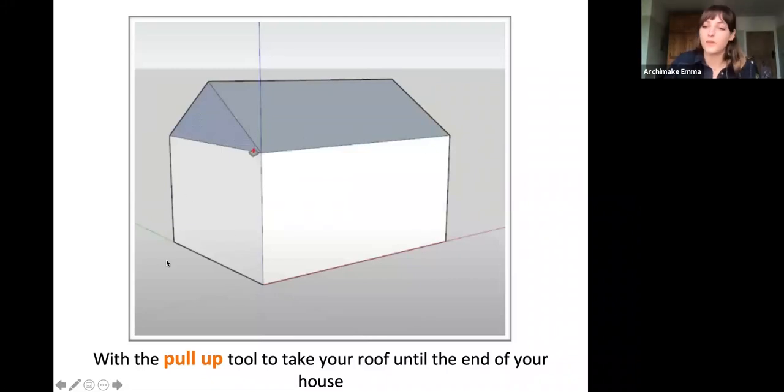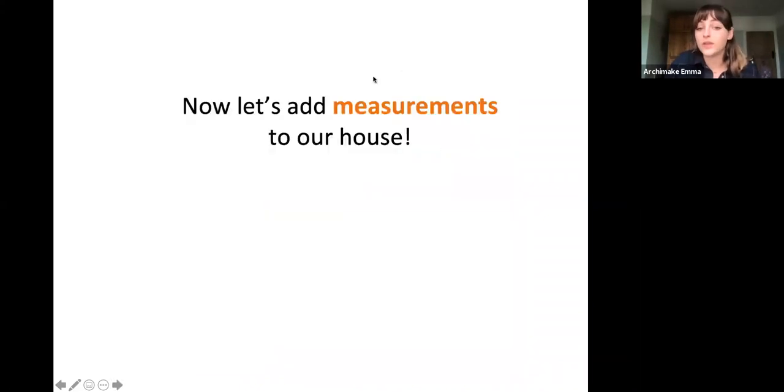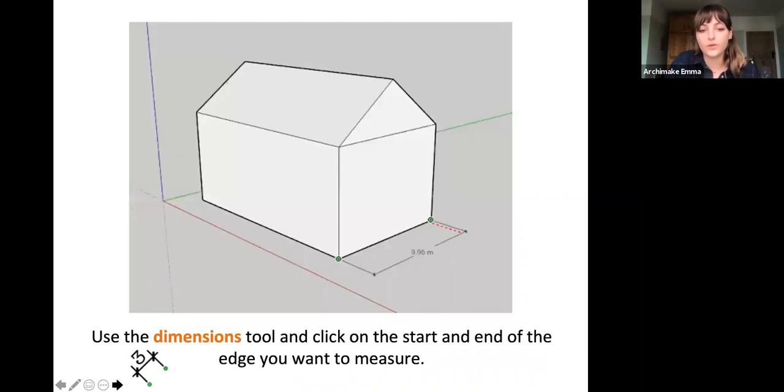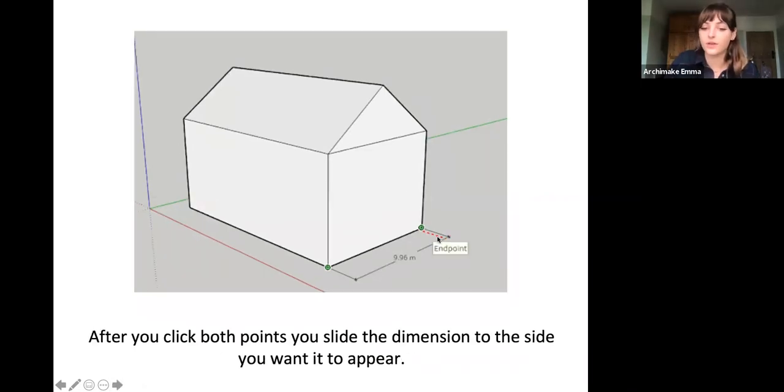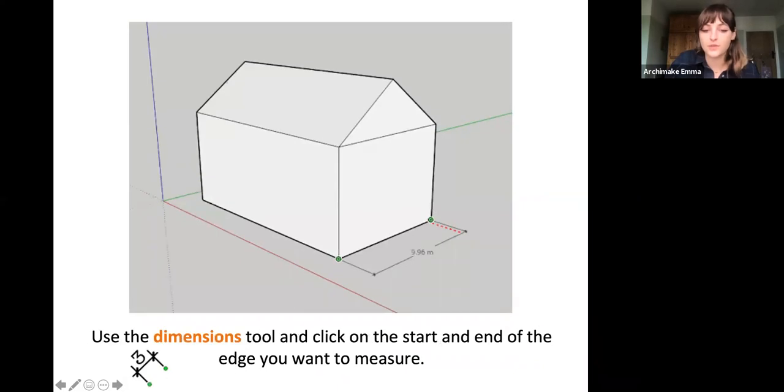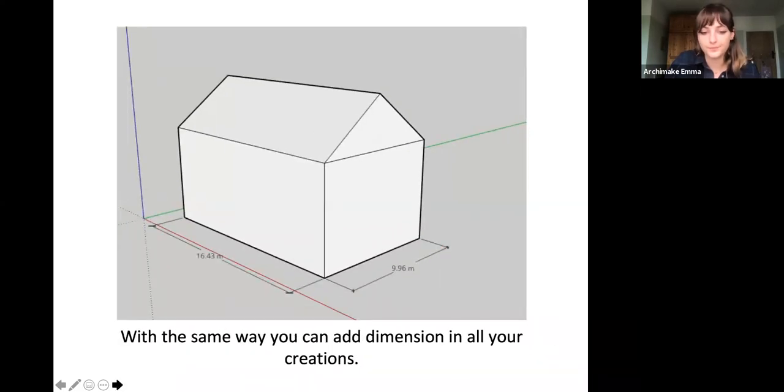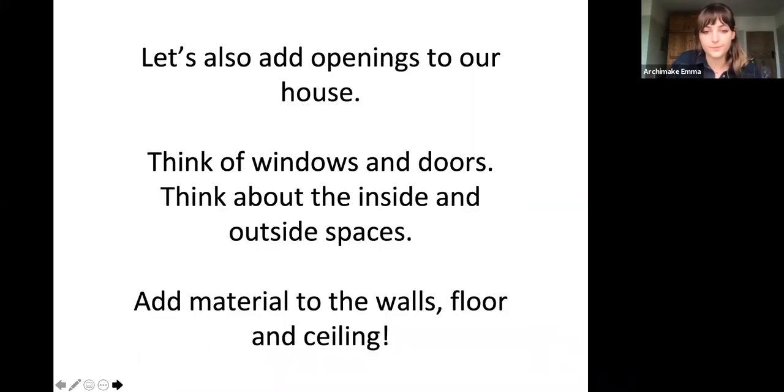I'm sure some of you are familiar with this because you've been making some houses in the previous sessions. And then we can add measurements to our house. What I want you to do is select this tool here. You can see it's got a number and these lines. Then you just click on each corner and it will tell you how big the house is. You can adjust it if you want, but it's a good idea to have those measurements so that we can see how big it is. And you can do it on as many different surfaces as you want.